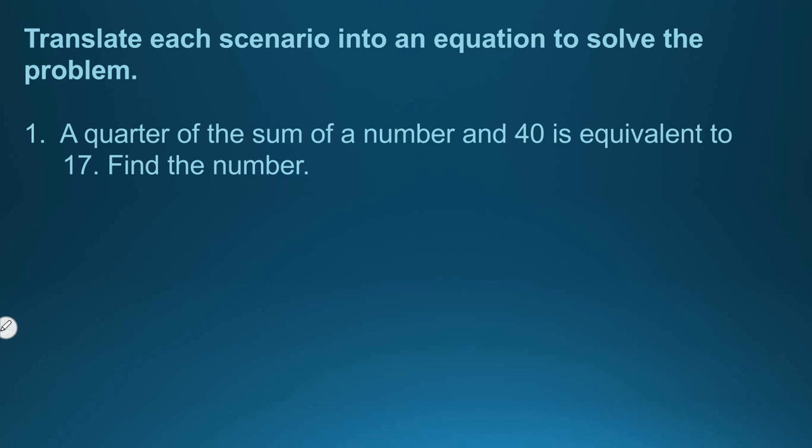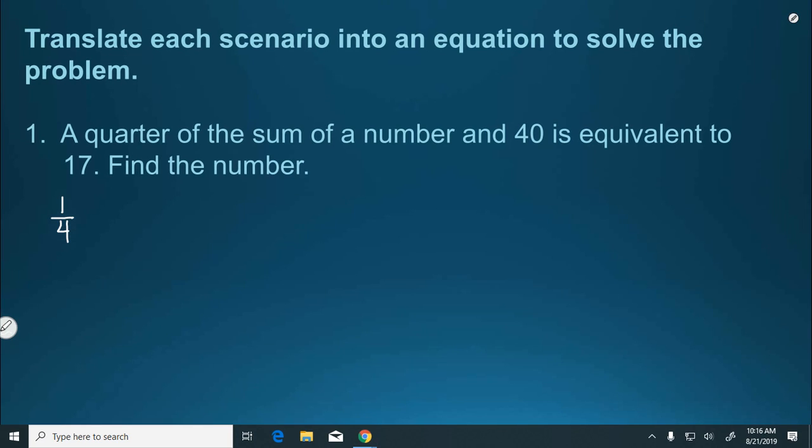A quarter of the sum of a number and 40 is equivalent to 17. Find the number. So a quarter, think of money. A quarter is 25 cents. 25 cents is equivalent to 1/4. So we have 1/4 the sum. So I want you thinking whenever it says something of the sum or something of the difference, we need parentheses to modify the order of operations. If you don't put parentheses, you're not using order of operations correctly because you're not going to do the sum or difference first. So we have parentheses because of the sum, and then a number and 40.